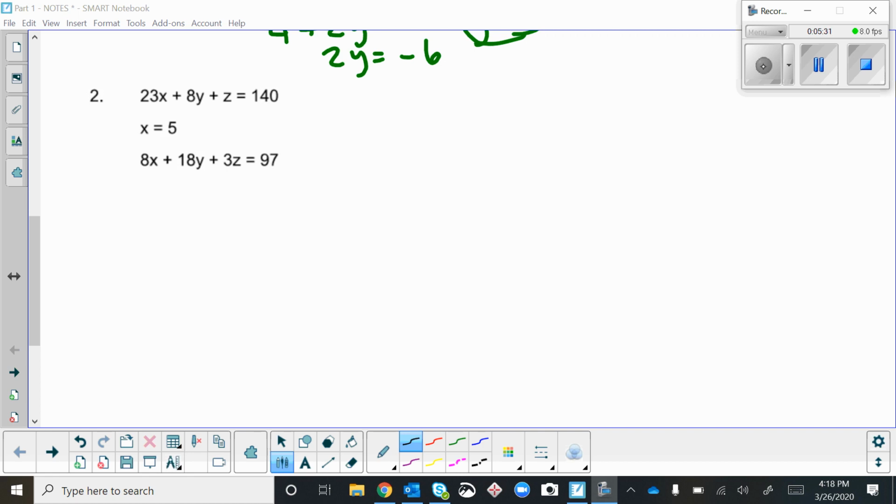So this next problem is set up differently from the first example. So I recommend that you pause the video for a moment and look at the problem and come up with a strategy for how you could use this information, specifically the x equals 5, to move forward with the problem. Go ahead and pause and think about that.